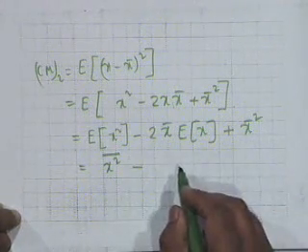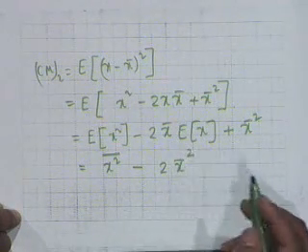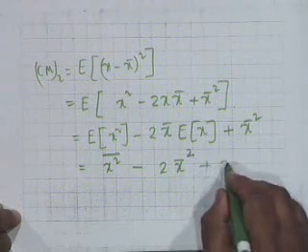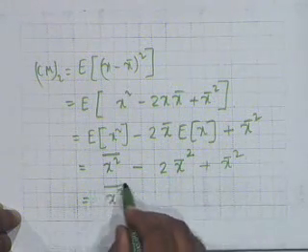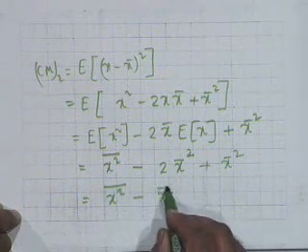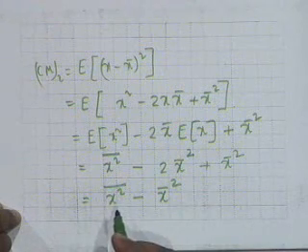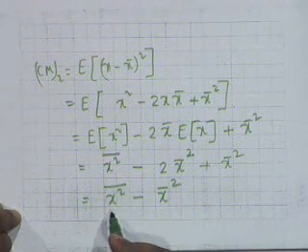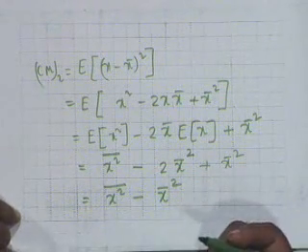minus, what do you have? Twice x bar squared plus x bar squared, and therefore this is equal to x squared bar minus x bar squared. You understand the need for distinguishing between x bar squared and x squared bar, all right.